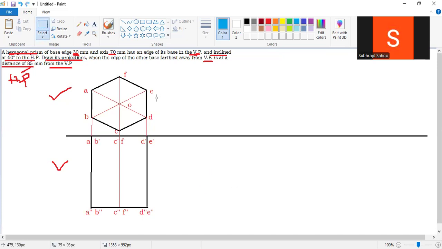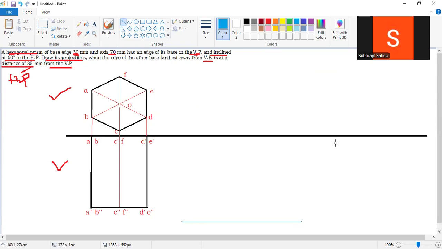Sir, 85 I have to consider first. 60 degree I have to consider later, because I have to do the diagram in horizontal plane only. So vertical plane dimensions I have to take first, right? So what do I have to do? 85 given, it's very simple, sir. You draw from this reference line, take 85 by drafter, and draw a horizontal line here. Okay, sir, I drew 85.